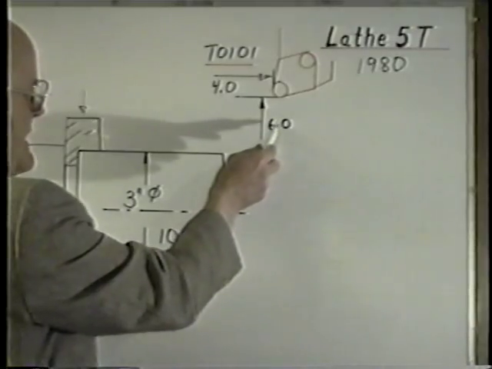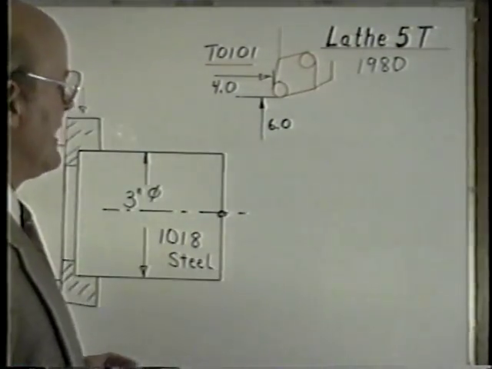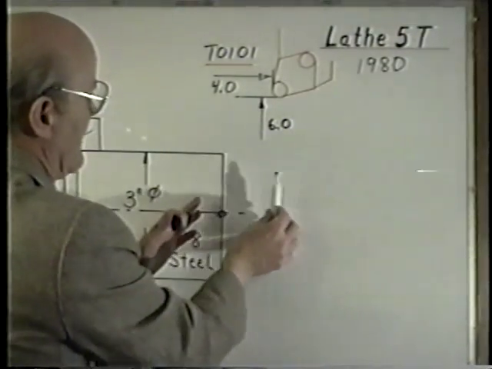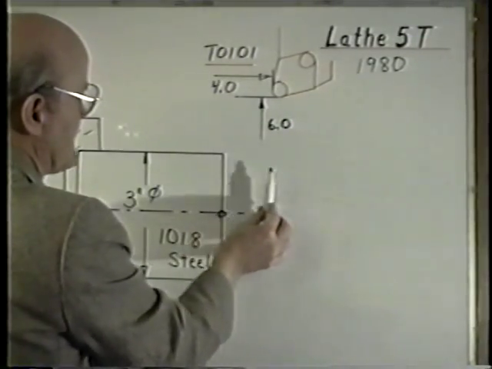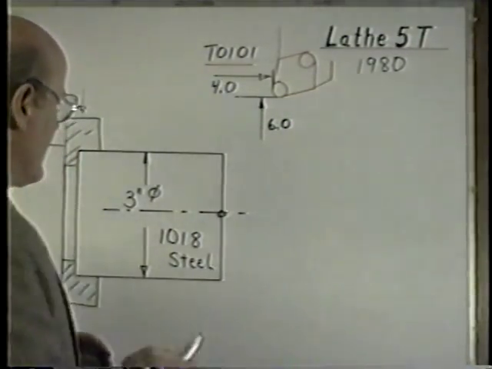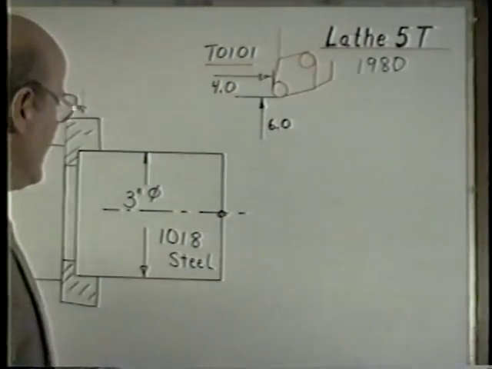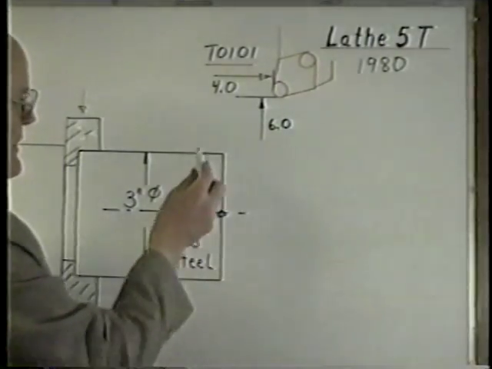So we're sitting at a 6-inch diameter value, and we're sitting at a 4-inch distance value from here. This is the diameter, and this is the distance from the finished face of our part over. The part itself is 3 inches, and this is 1018 steel. That's mild steel.